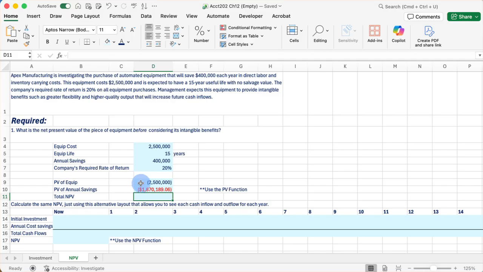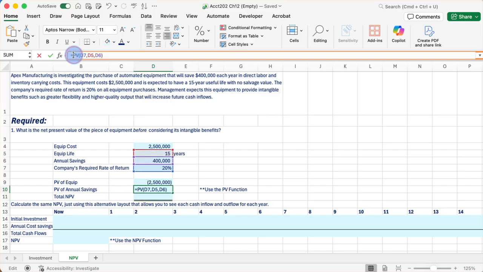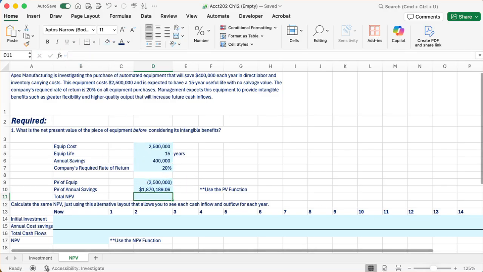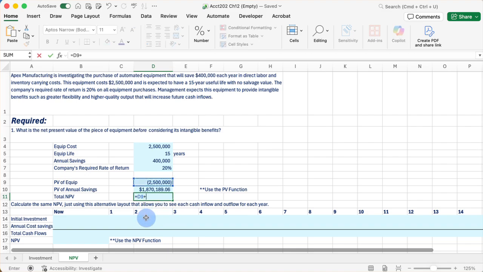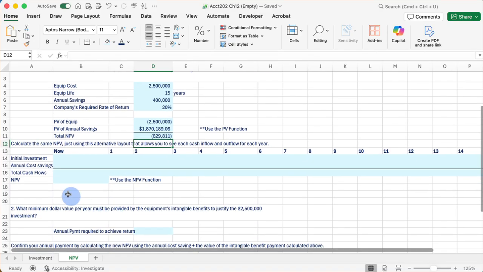And so then, sorry, we should have put a negative in front of this because we would prefer that it reports it as a positive. And then we can add those together. And so it currently today has a total NPV of negative 629,811.